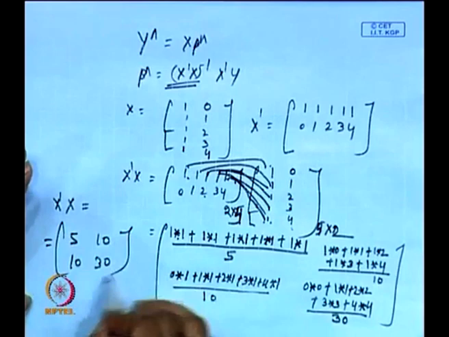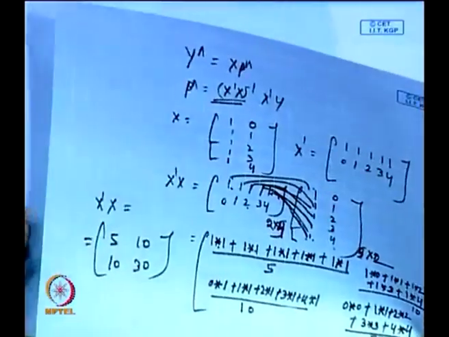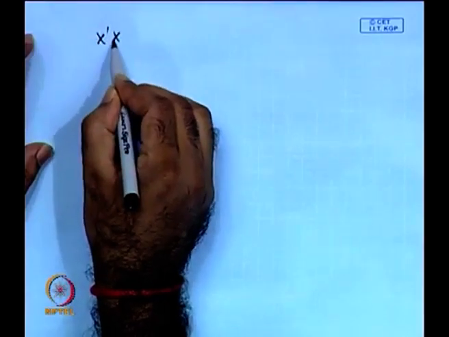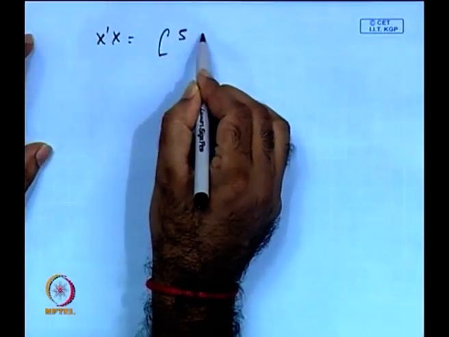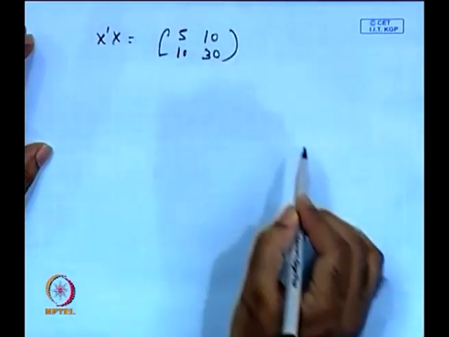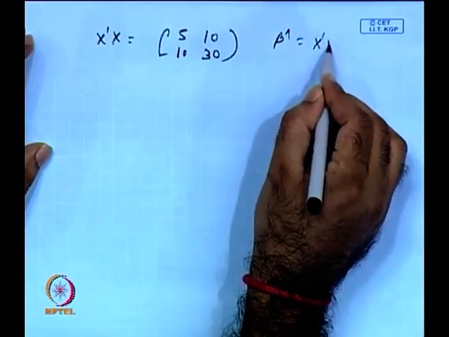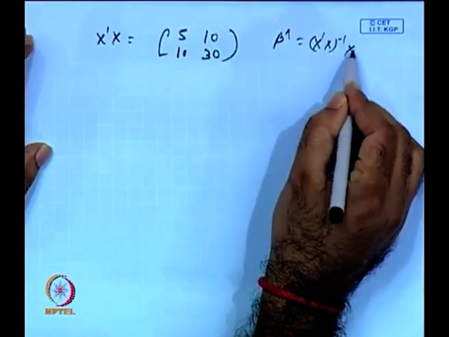So this is how the x transpose x... we have received x transpose x is this much. Similarly, we would like to know what is x transpose y. So x transpose x equals 5, 10, then 10, 30. At a time we can finish these jobs. So that means we need beta hat equal to x transpose x inverse into x transpose y.